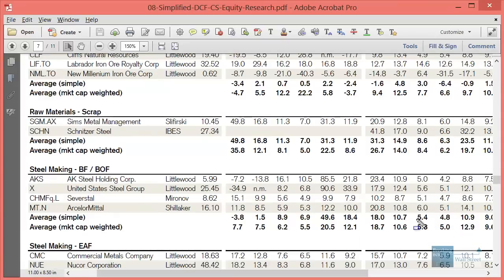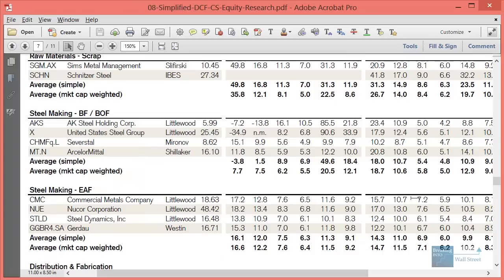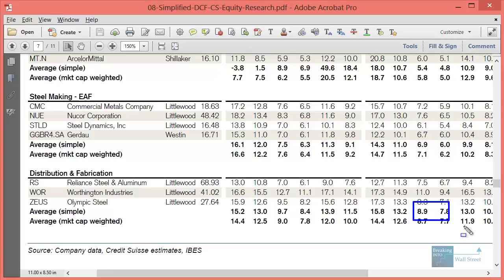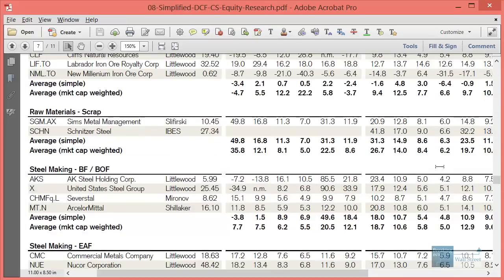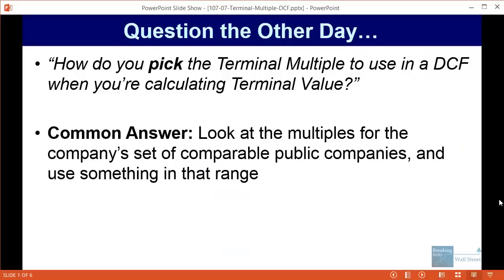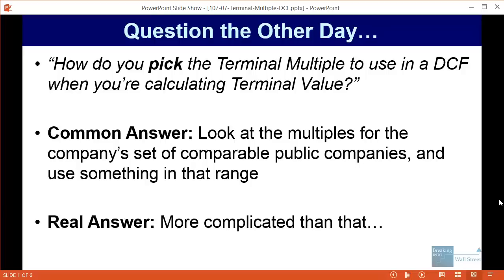And then if you go down, 5 to 6x multiples in that range, and if you keep going down, you'll see 6x to 7x, and then some of these multiples get a little bit higher. Some of them go above 8x, but it seems like for the majority of these companies, the multiples are all in that range of around 5, 6, or 7 times EBITDA. And some people will just stop here and say, okay, well, you just pick something in that range, and then that's it. That's what you use for your terminal multiple in a discounted cash flow analysis.